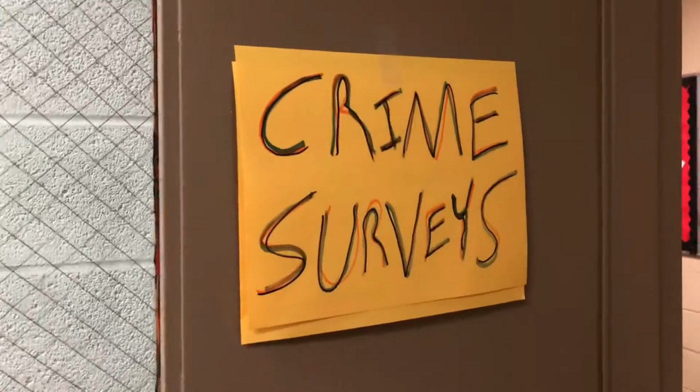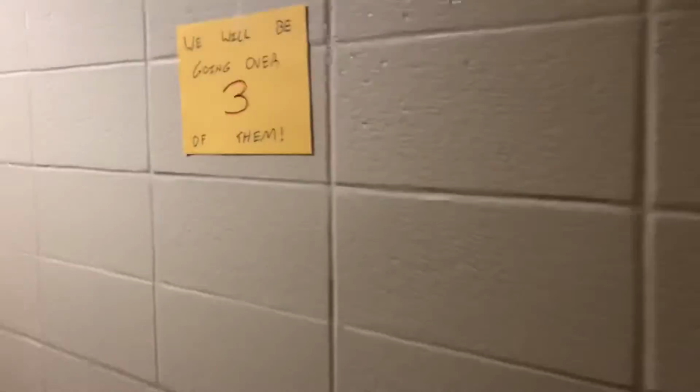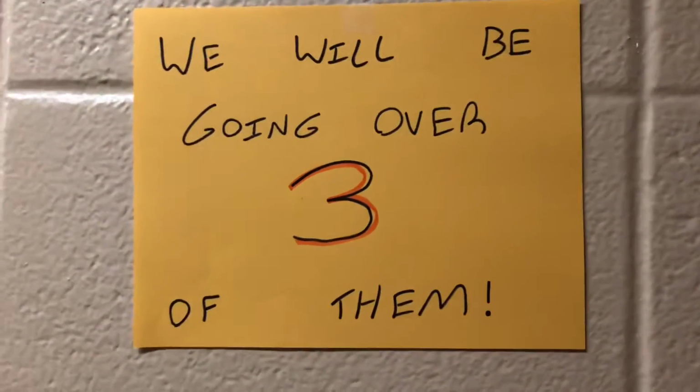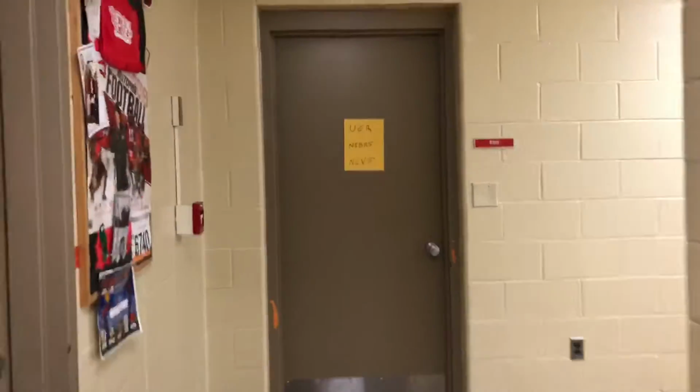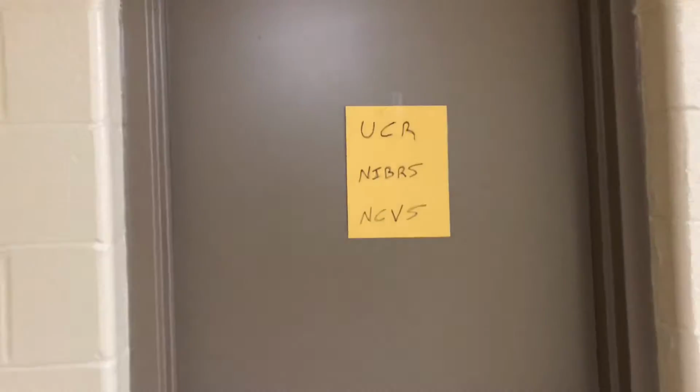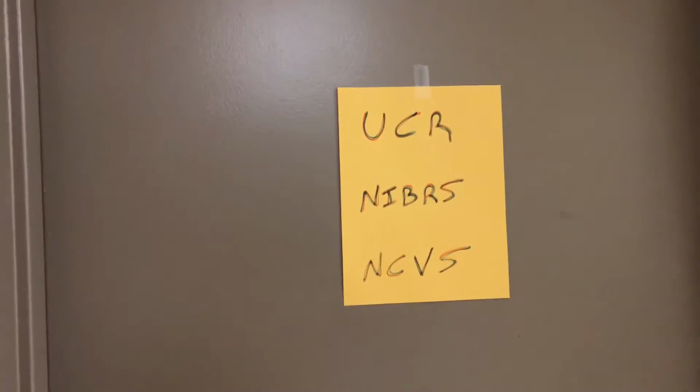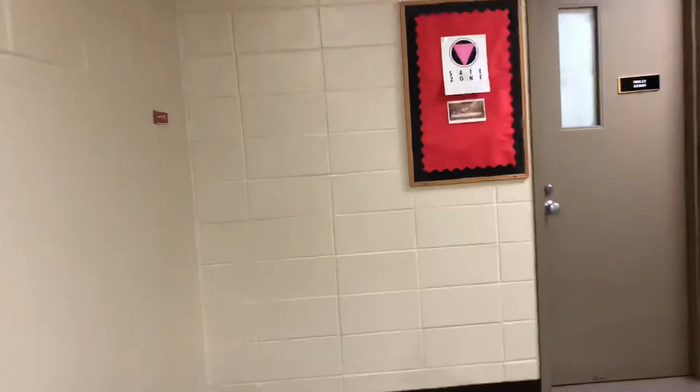About to talk about crime surveys. If you took Crim 101, you probably already know what these are, but we're going to go over them again. And as you know, there are 3 of them that we're going to be going over. These are the UCR, the NIBRS, and the NCVS. So some of you probably already know what those stand for, and if you don't, you're going to learn it.